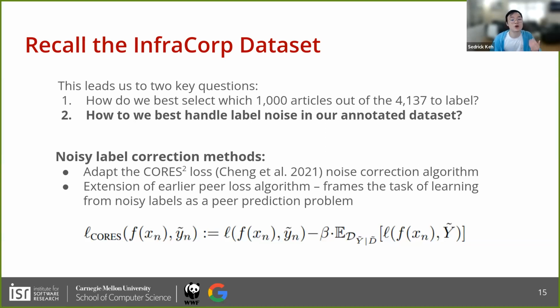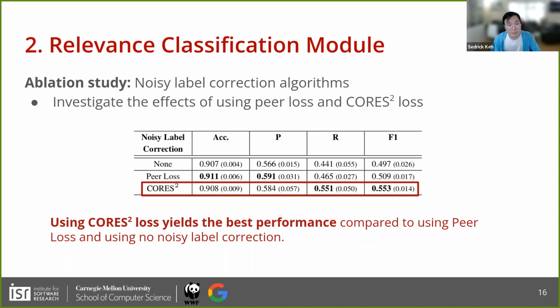To verify this, we also conducted an ablation study where we compared using the CORES squared loss versus using the peer loss versus using no noisy label correction at all. From the table, we once again see that using the CORES squared loss gives the best performance in terms of F1 score compared to using peer loss and using no noisy label correction. And this once again is consistent with our hypothesis and that CORES squared loss is indeed helpful.